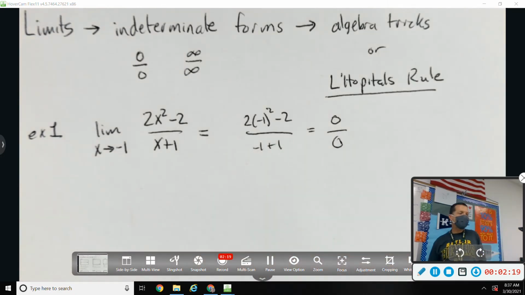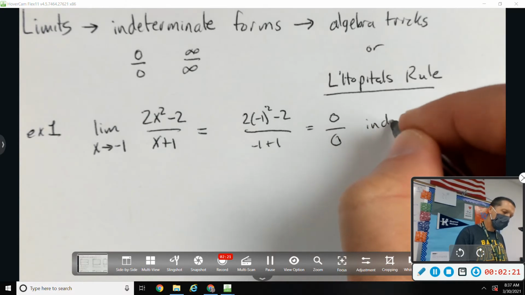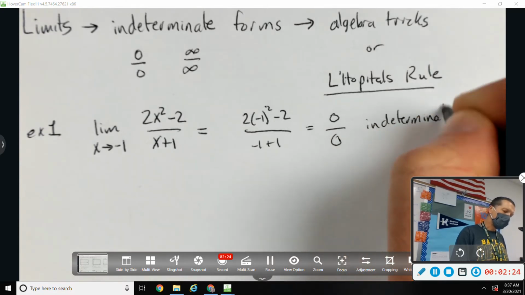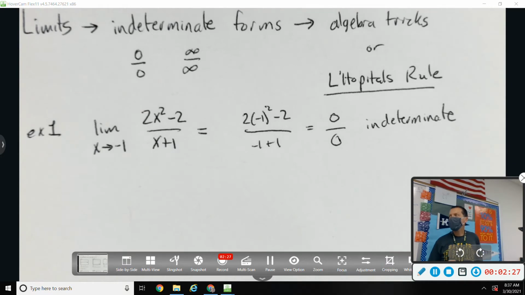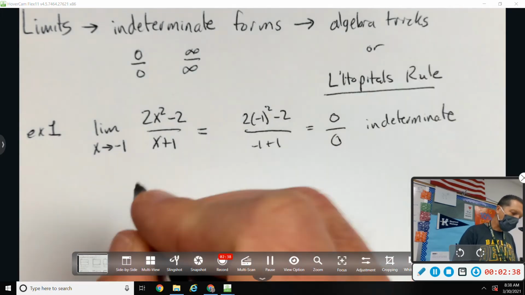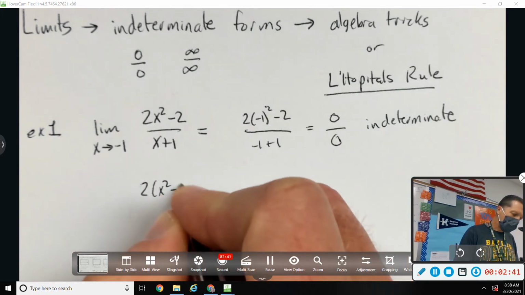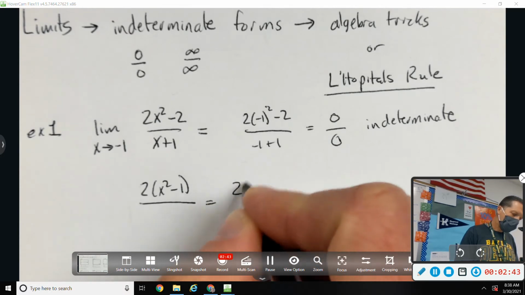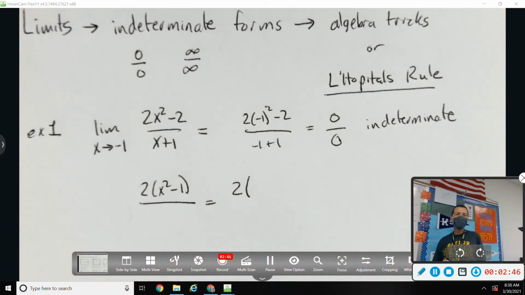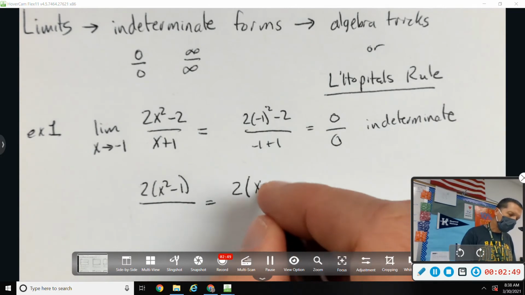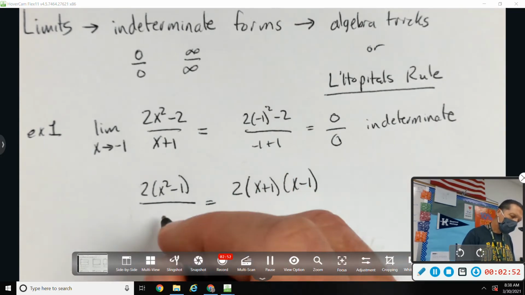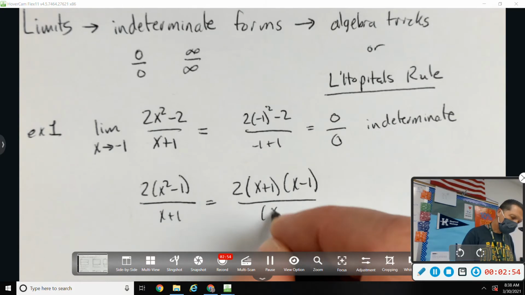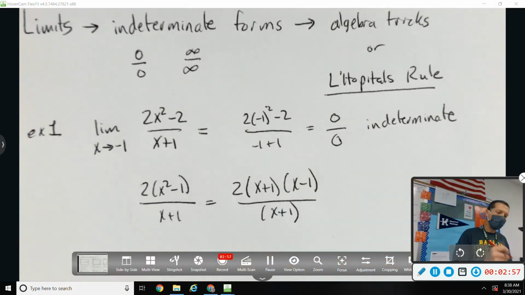So that's an indeterminate form, because I don't know what 0 over 0 is. Right? There's like two conflicting rules going on there, right? You can't divide by 0, but if 0 is in the top, it equals 0, so we don't know what's happening here. So let's use one of our algebra tricks. Let's factor. I can take out a 2, and then I can factor x squared minus 1. The x plus 1s will cancel.